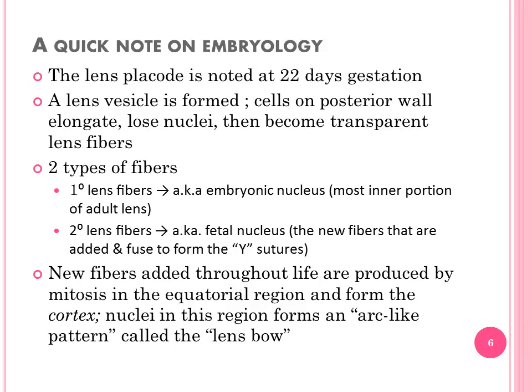New fibers continue to be added throughout life. They're produced by mitosis in the equatorial region. Okay, so this is kind of important. Like, where is mitosis happening? It forms the cortex. And then nuclei in this region form an arc-like pattern, and they sometimes call that the lens bow. So if you see that on a diagram, that's what that means.